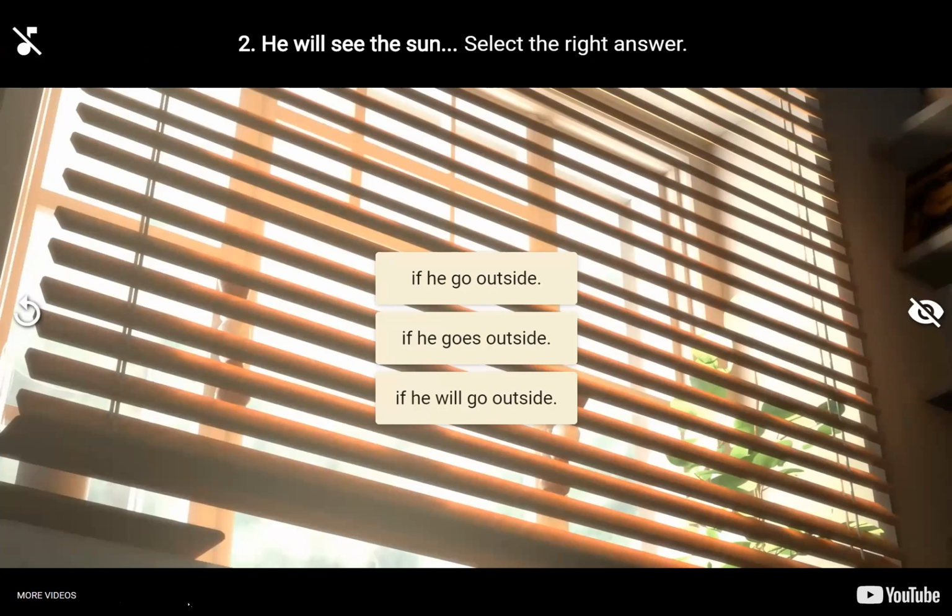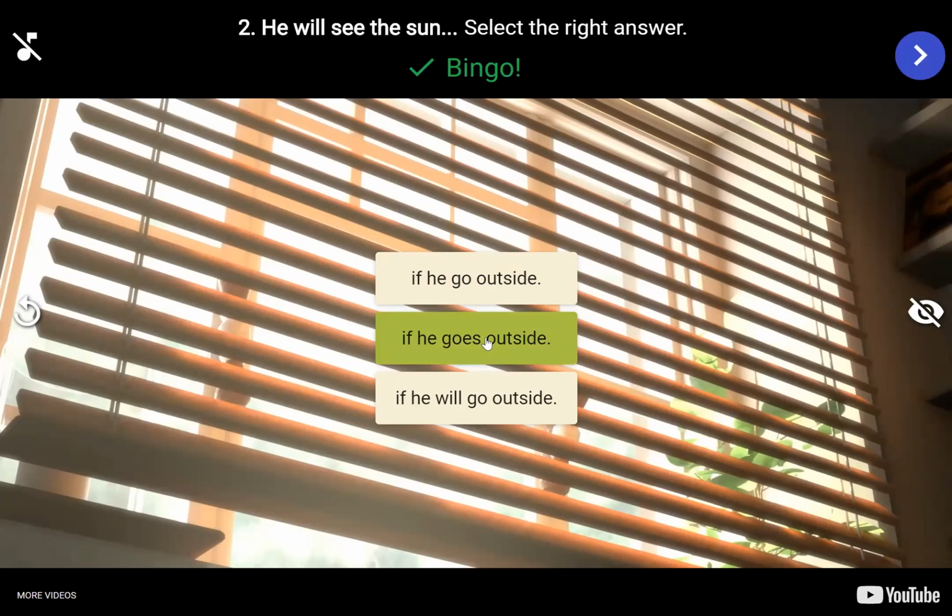Now let's think. Main clause, will. After if we use present simple. So, if he will go outside? No, if he be careful? Will goes in the main clause: he will see. This is future. Now we need present simple. If he goes outside, he will see the sun.